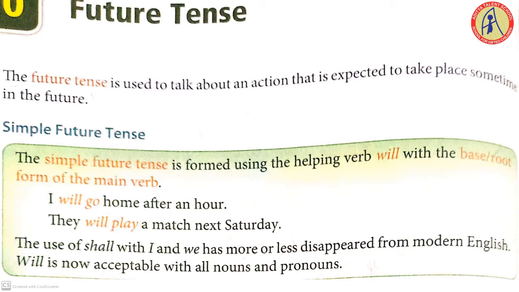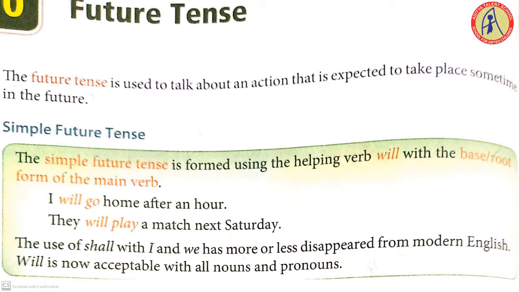The simple future tense is formed using the helping verb will with the base or root form of the main verb. I will go home after an hour. They will play a match next Saturday. And the difference between will or shall.